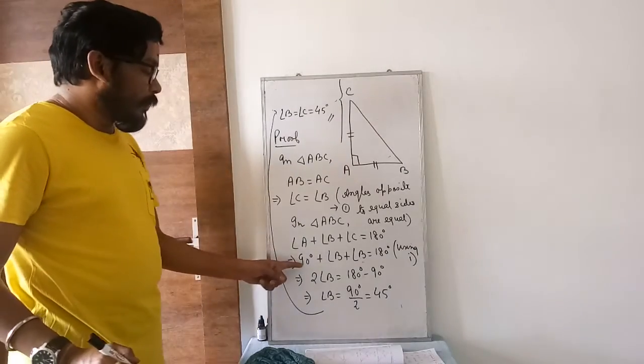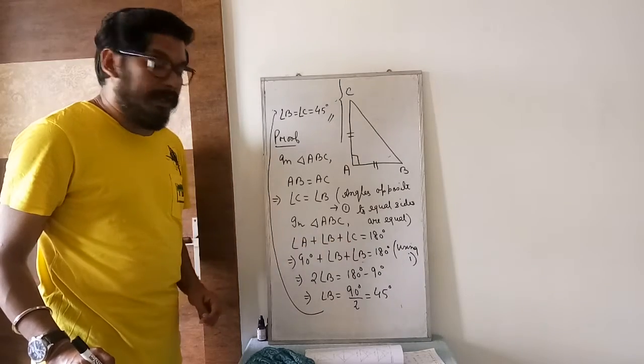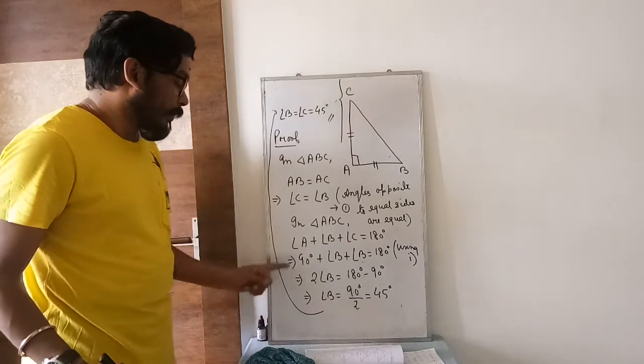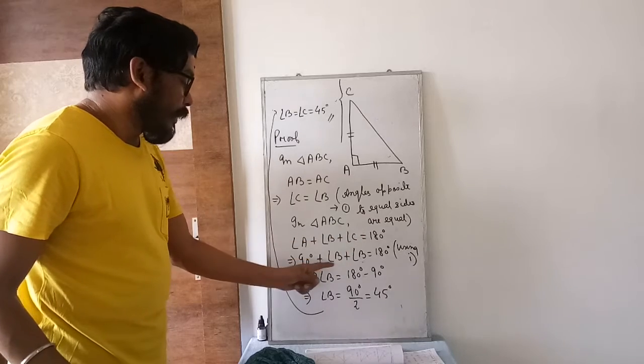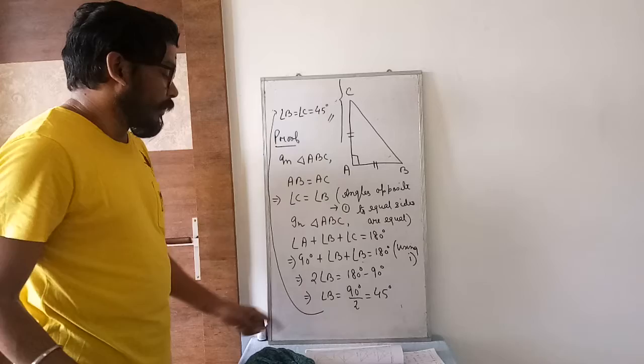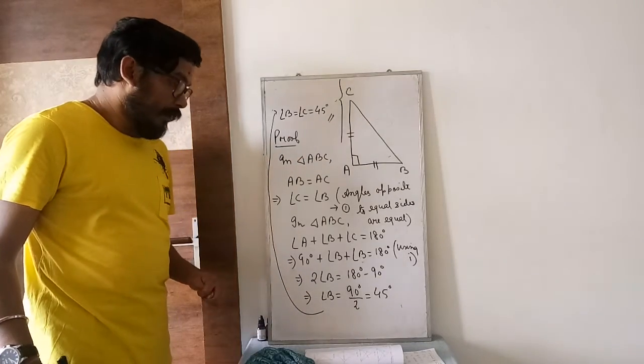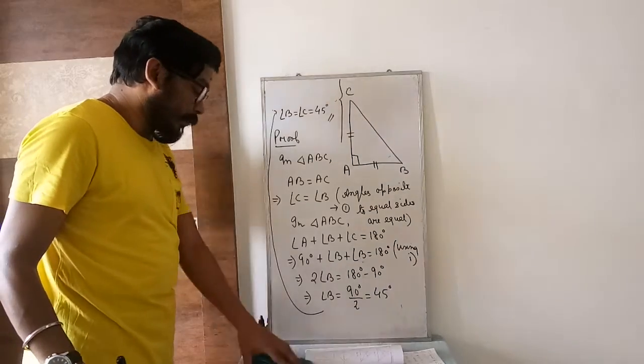Angle A value is known, B I have kept as B only. In place of C I have written angle B because angle C equals angle B. 90 degrees you shift to the other side. Angle B plus angle B is twice angle B. So angle B equals 45 degrees. So angle C is also equal to 45 degrees because angle C and angle B are equal.